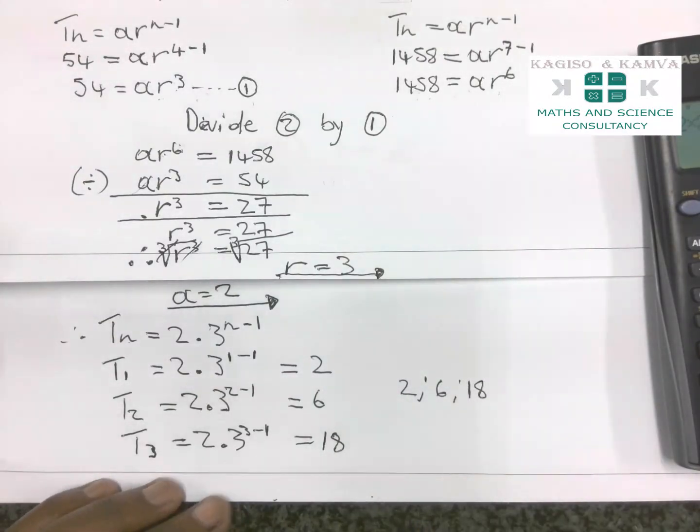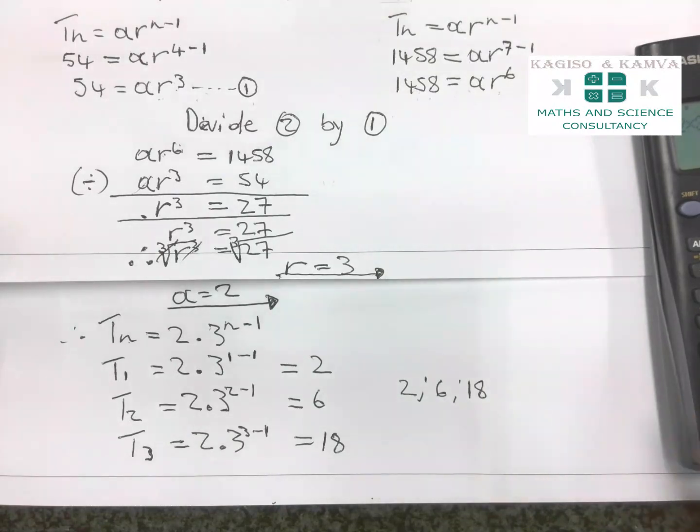Okay, so that is how we use simultaneous equations to determine the general term, which we later use to find the first three terms of the geometric sequence.